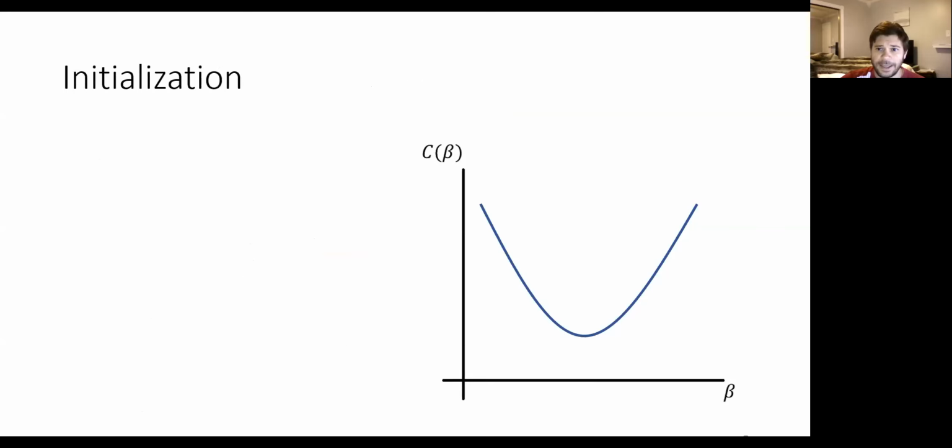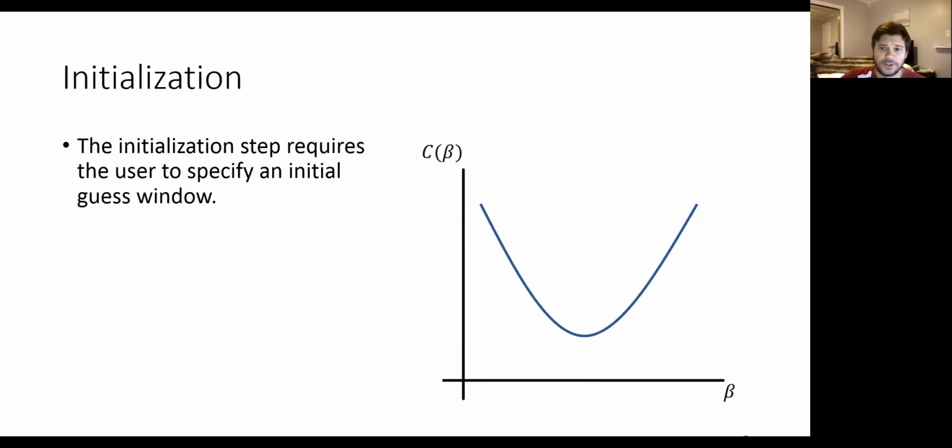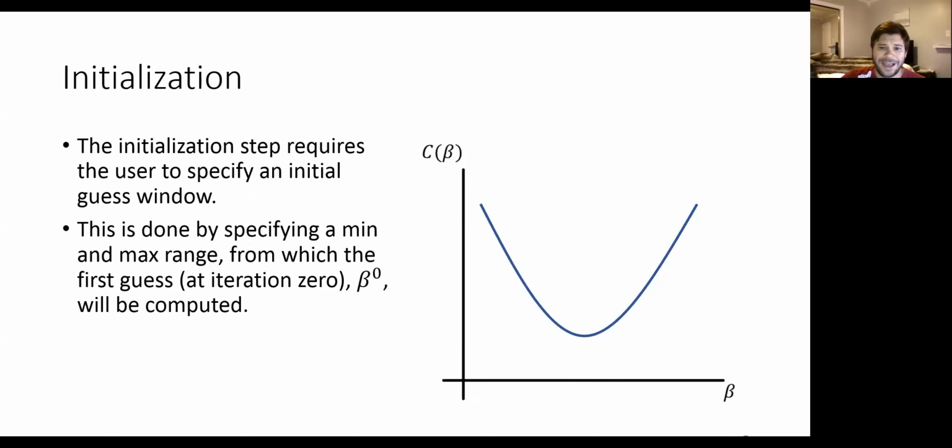We're going to go ahead and choose a guess. And the guess in the bisection algorithm turns out to actually involve us specifying a window within which we expect the right beta value to fall. So we're going to specify here a lower bound and an upper bound in between which we believe that the optimal value, beta star, falls.